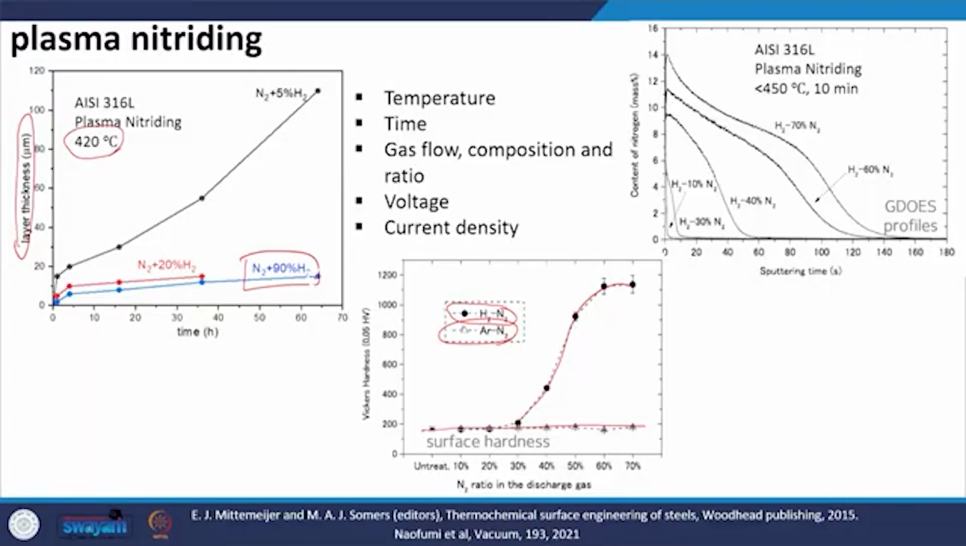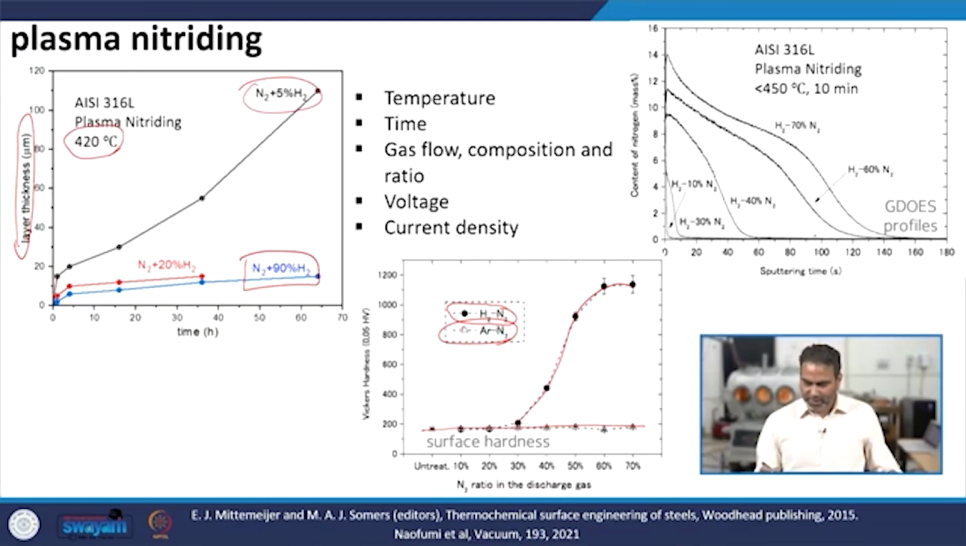And now what you see here on the right side is nitrogen concentration as a function of depth. Sputtering time means you can think of this as the depth into the sample. So you see that at the surface, obviously because nitrogen is supplied at the surface, you will have more nitrogen at the surface. As a consequence of the diffusion process, nitrogen concentration drops like this as I go into the material. And now see how this changes with gas composition.